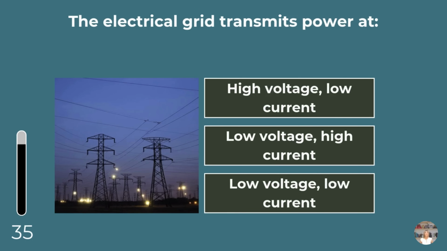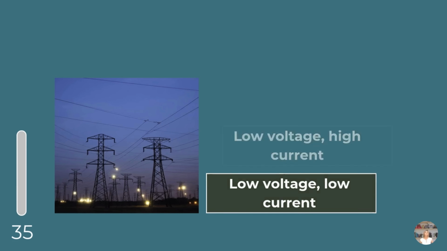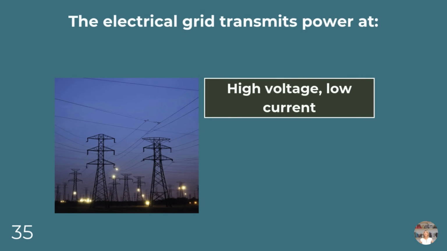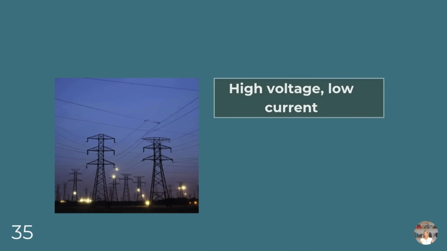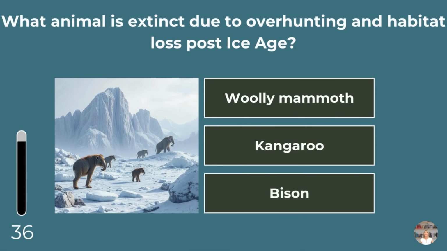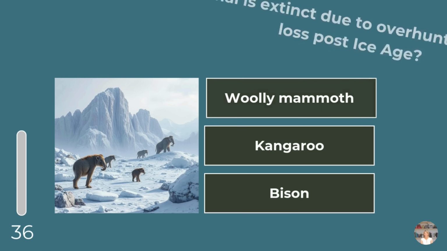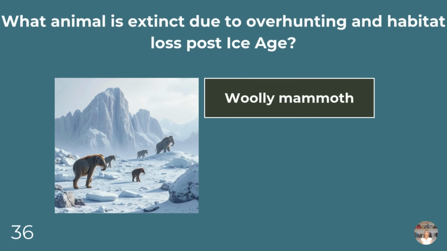The electrical grid transmits power at high voltage, low current, low voltage, high current, or low voltage, low current? High voltage, low current. What animal is extinct due to overhunting and habitat loss post-Ice Age? Woolly mammoth, kangaroo, or bison? Woolly mammoth.